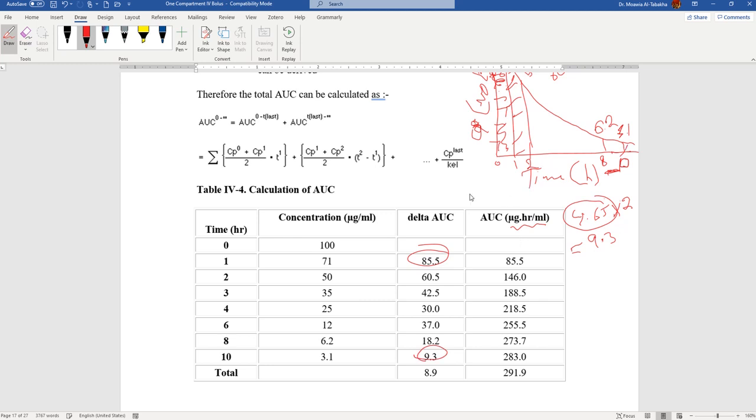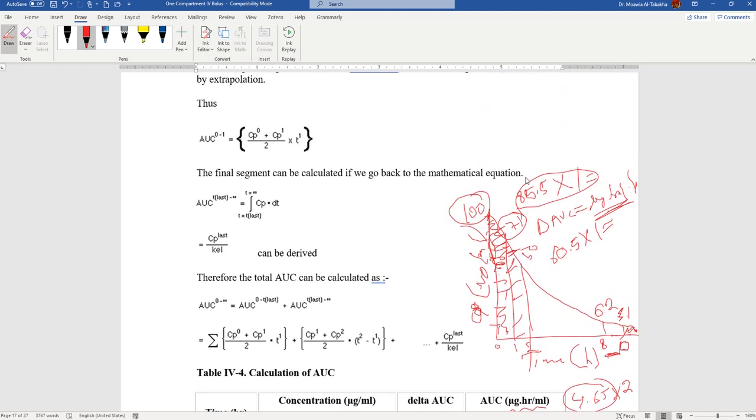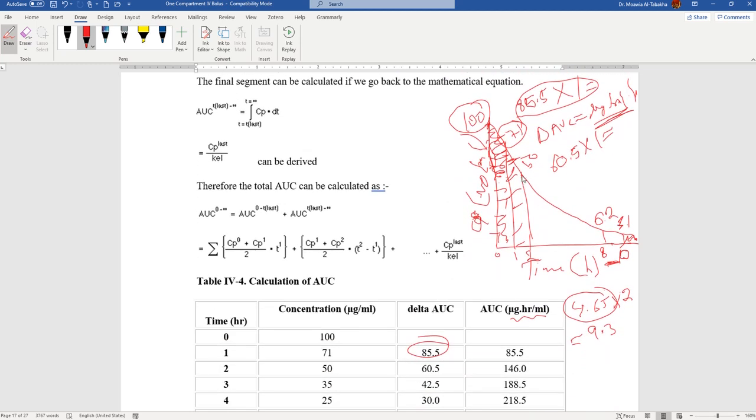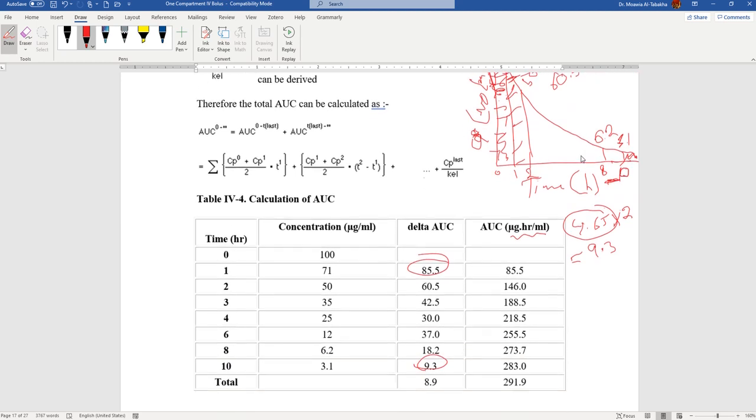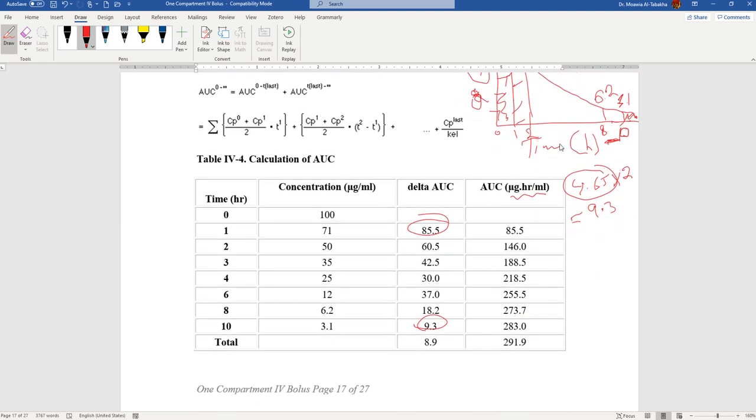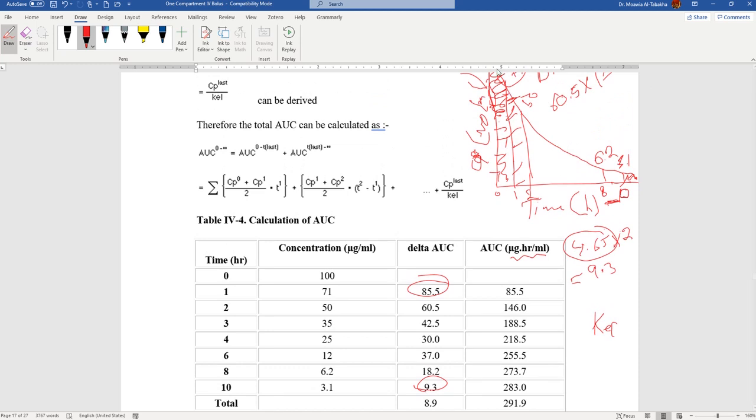Now what about the area here? Now what you need to do, because we know that this is one compartment, IV bolus administration, we need to put it on semilog paper and find out what is the KEL. If we don't know if it is one compartment, what do we do? We put all the data points and look at the terminal data points and see if they make a straight line, and then we draw the best fitting straight line.